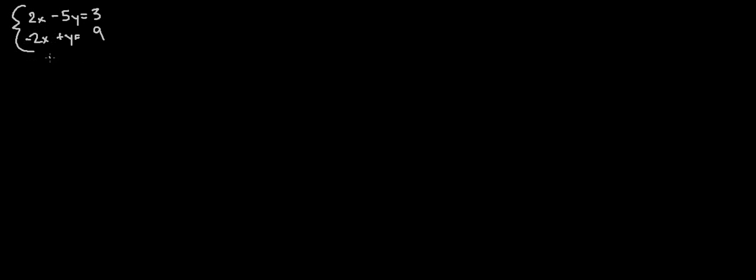So when I add these equations together, I get minus 4y is equal to 12. I solve for y, and y is equal to minus 3. And now I use the same procedure that I did when using substitution. I take this y and I substitute it back into one of these two equations. It does not matter which one it is. I will use the second one.